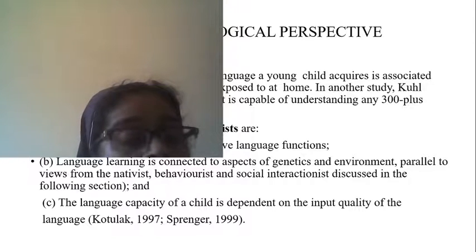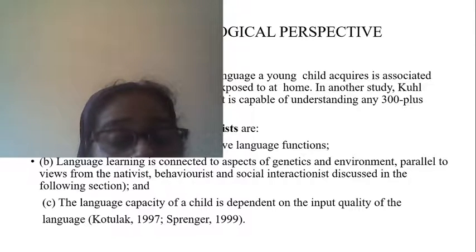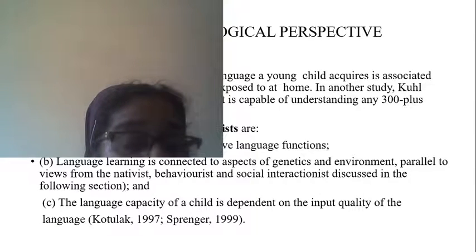Number two, language learning is connected to aspects of genetics and environment, parallel to views from the nativist, behaviorist, and social interactionist discussed in the following section. And number three, the language capacity of a child is dependent on the input quality of the language. That you will be able to see in one author, Kotulak and Springer.